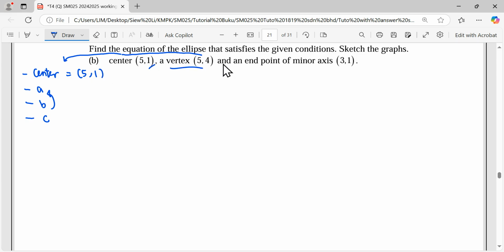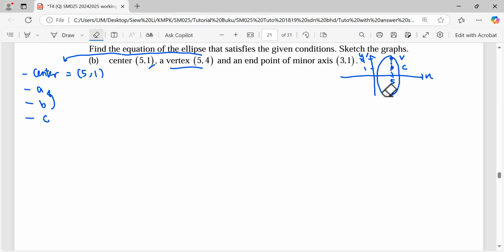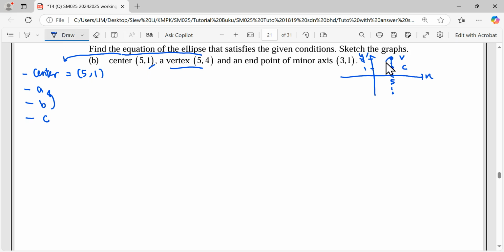So we have the center here, which is (5, 1) given, and the vertex here, which is (5, 4). When we have these two points, we try to plot them to see whether our ellipse is horizontal or vertical. So this is our x-axis, this is my y-axis. So (5, 1) here is the center, and then (5, 4) is the vertex. So center and vertex build up vertical, which means that our ellipse will be in vertical orientation.